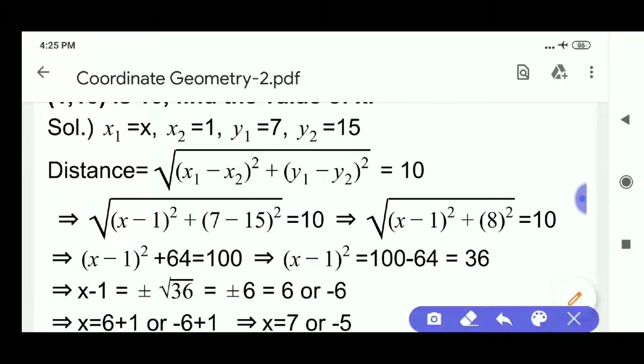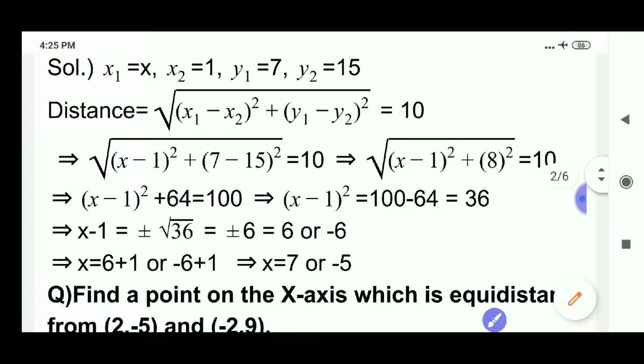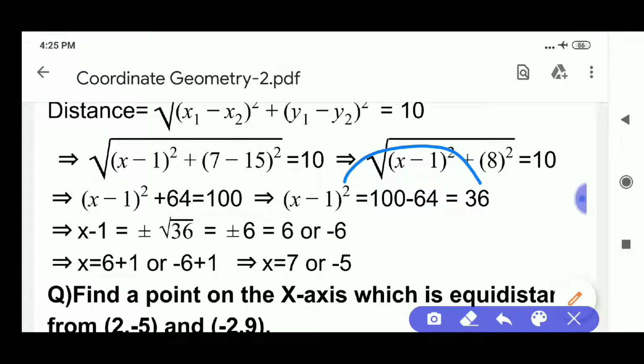Now (x minus 1) whole square is equal to 100 minus 64, that is 36. Sending the square to the right side it becomes square root. That means x minus 1 is equal to plus or minus root 36. Root 36 is 6. It means plus 6 or minus 6. So x minus 1 is, in case 1, plus 6, and in case 2, minus 6.